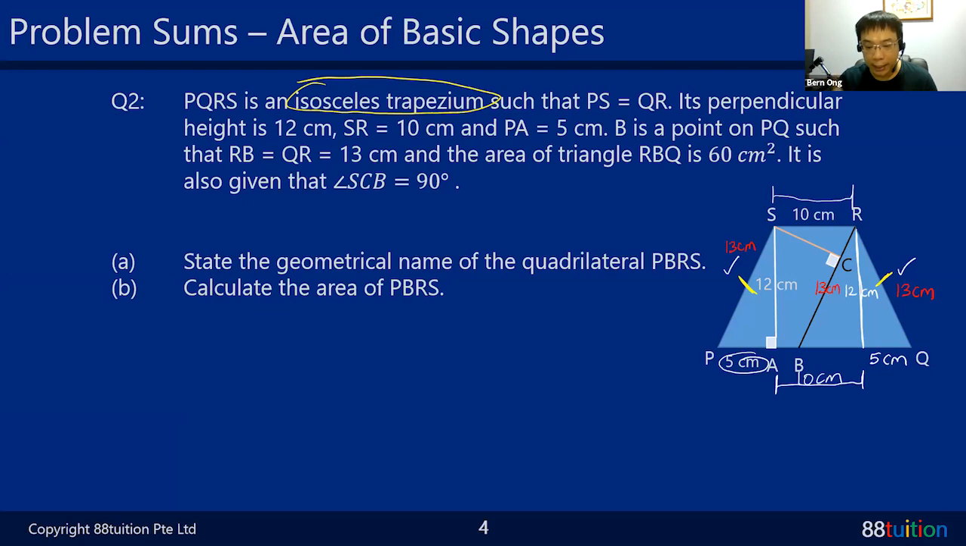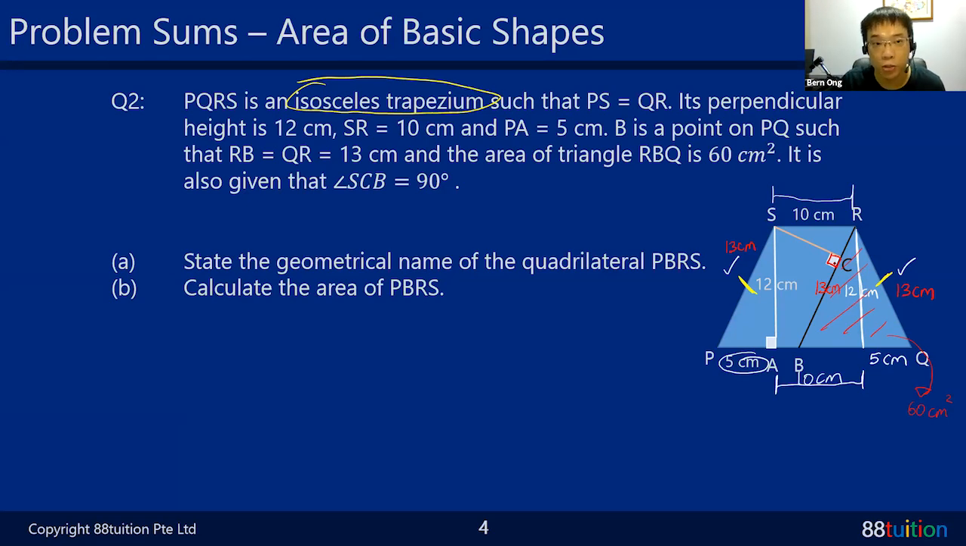So the area of triangle RBQ, this triangle here, is equal to 60. Anyway, it's information for me. Don't complain. It is also given that angle SCB down here is 90. So what? State the geometrical name of the quadrilateral PBRS.